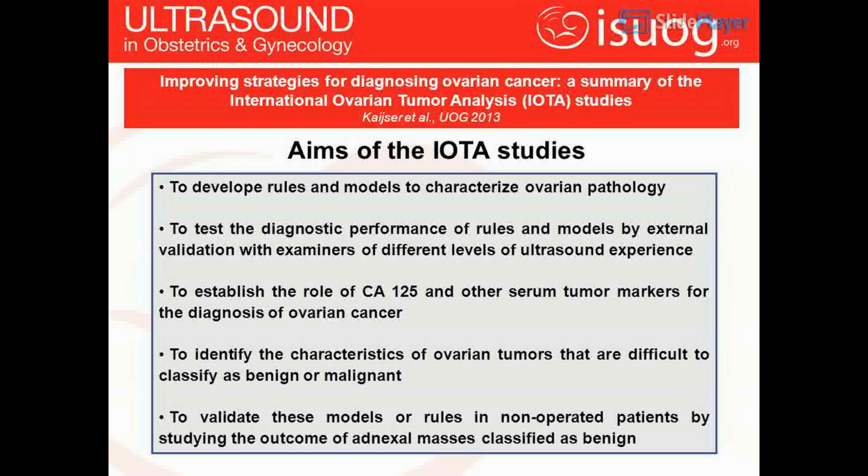Aims of the IOTA studies. To develop rules and models to characterize ovarian pathology. To test the diagnostic performance of rules and models by external validation with examiners of different levels of ultrasound experience. To establish the role of CA125 and other serum tumor markers for the diagnosis of ovarian cancer. To identify the characteristics of ovarian tumors that are difficult to classify as benign or malignant. To validate these models or rules in non-operated patients by studying the outcome of adnexal masses classified as benign.